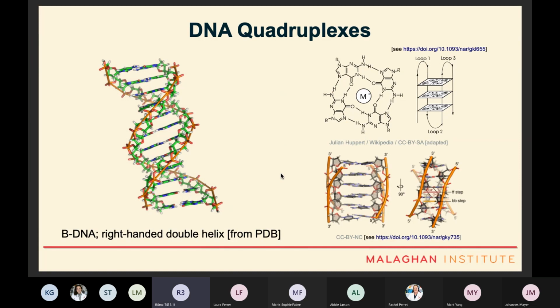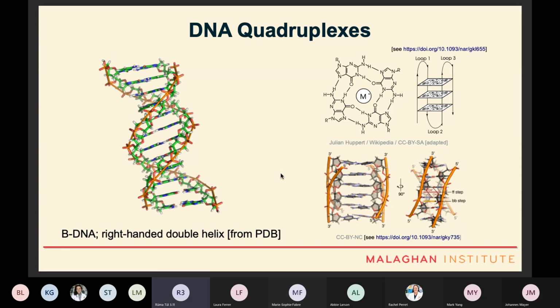So short double-stranded chains of DNA sequences are most stable in a right-handed double helix, which you'll be most familiar with. However, we know that DNA can form other structures. One such alternative structure is something called a quadruplex, which is formed when 1, 2, or 4 DNA strands combine together and create a quadruple-stranded structure.